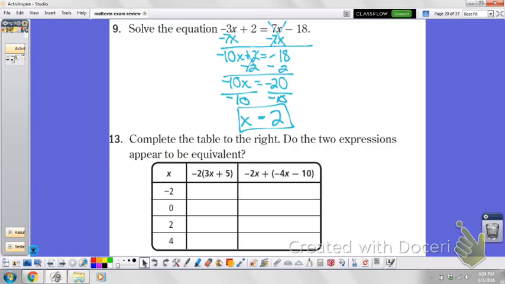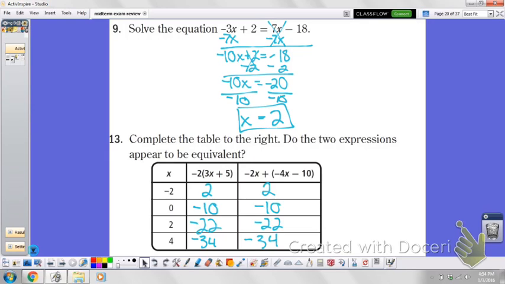So when I substitute negative 2 into each expression, I get 2 and 2. When I substitute the 0, I get negative 10 and negative 10. When I substitute 2, I get negative 22 and negative 22. And when I substitute 4, I get negative 34 and negative 34. So again, since all those values match up, the expressions do appear to be equivalent.